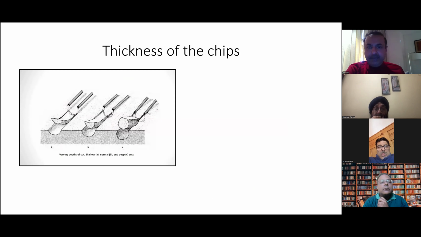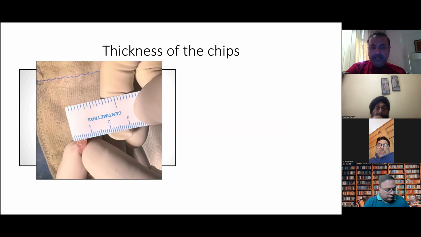Again, coming to the thickness of the chips, somebody may ask you, it's a thick chip. When you start the procedure, you have to dig in and take out large chips. Why they are important is because in a large prostate, the time is everything. So this is the thick chip we have taken out from a patient who had an 80 grams prostate.